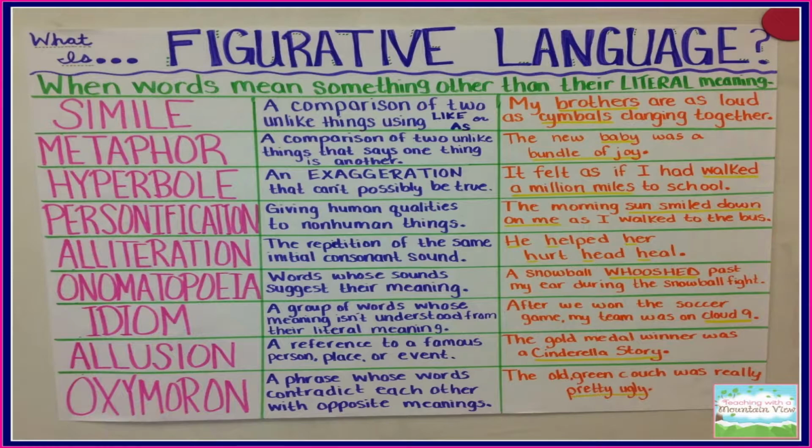Metaphor. So with a metaphor, we compare two things and we say that one thing is another. Okay, so with a simile, we say that two things, so the brothers and cymbals, are as loud as each other. So they're like each other. With metaphor, shush, Ansett. With a metaphor, you're saying the new baby was a bundle of joy. So you're saying that it is that thing. Instead of saying it's like a bundle of joy, it is.